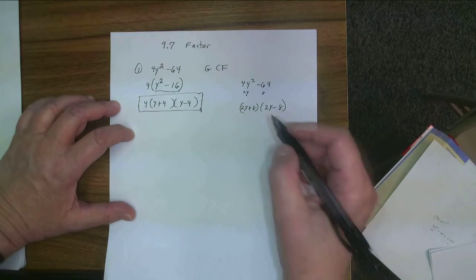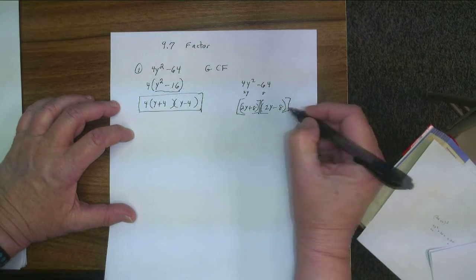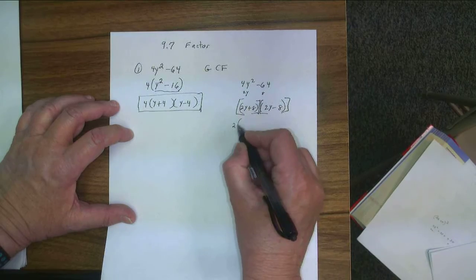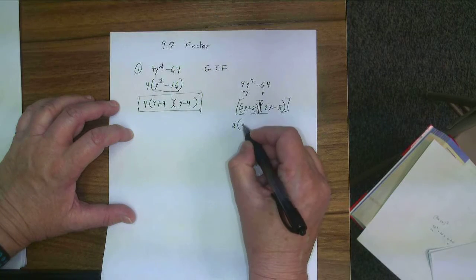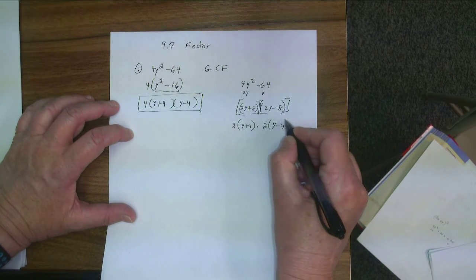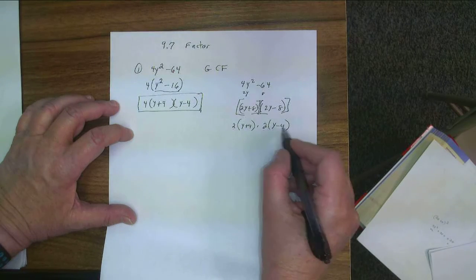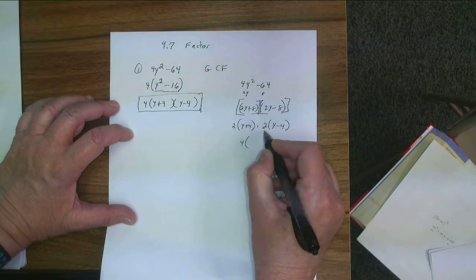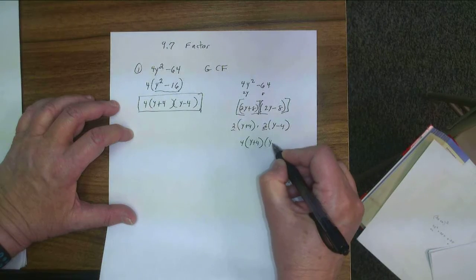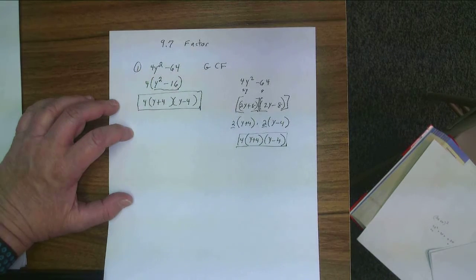Notice each one of these, I could factor out a 2. So if I factor out a 2, I'm left with 2 times y plus 4. This one, I factor out a 2, I'm left with y minus 4. Well, 2 times 2, remember this is all multiplied together, 2 times 2 is 4. Then I have a y plus 4 and a y minus 4. That is the final answer factored completely.